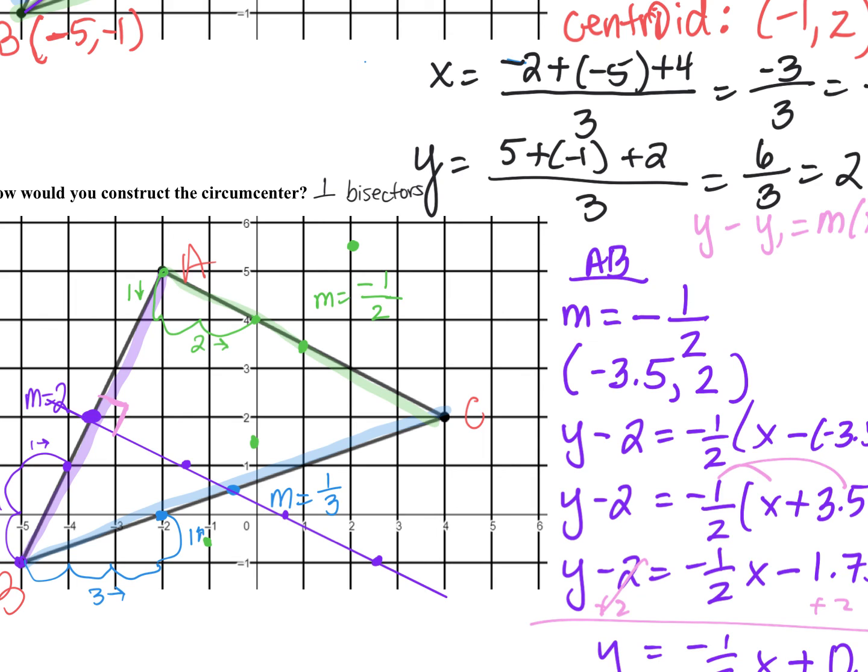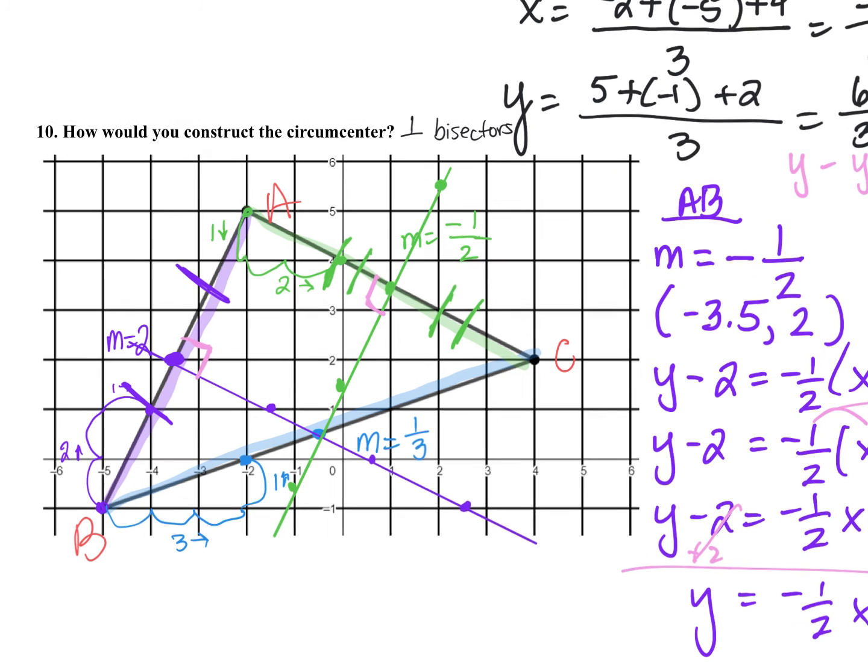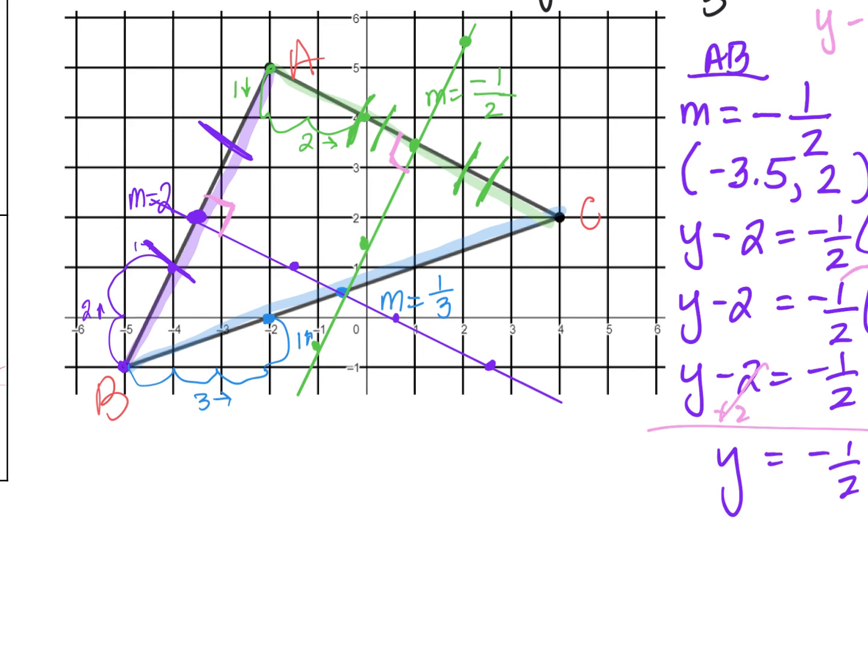Here is the line. And I have my perpendicular bisector. I can conclude that this segment right here is congruent to this one. This one is congruent to this one. All right. Now, lastly, let's just do it for BC.